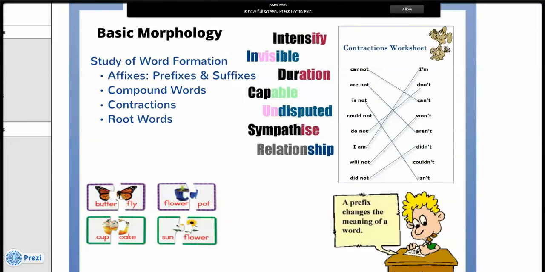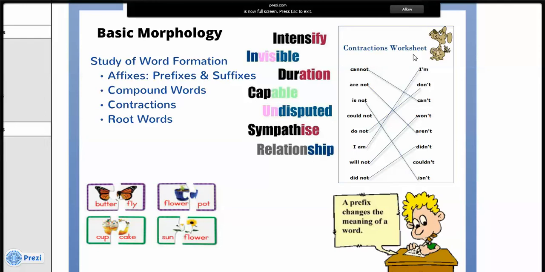Then we go to basic morphology, okay? The study of word formation, affixes, prefixes, and suffixes, compound words, contractions, and root words. So here are some examples of compound words. Here you can see several different suffixes and affixes in intensity, invisible, duration, capable, undisputed, sympathize, and relationship.